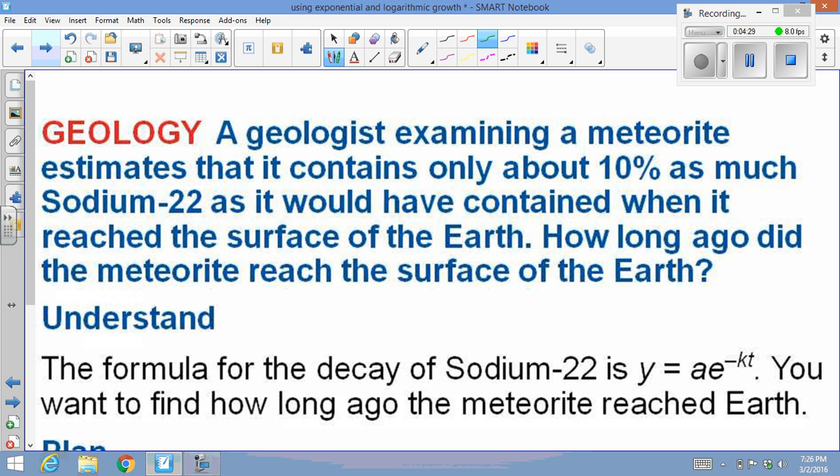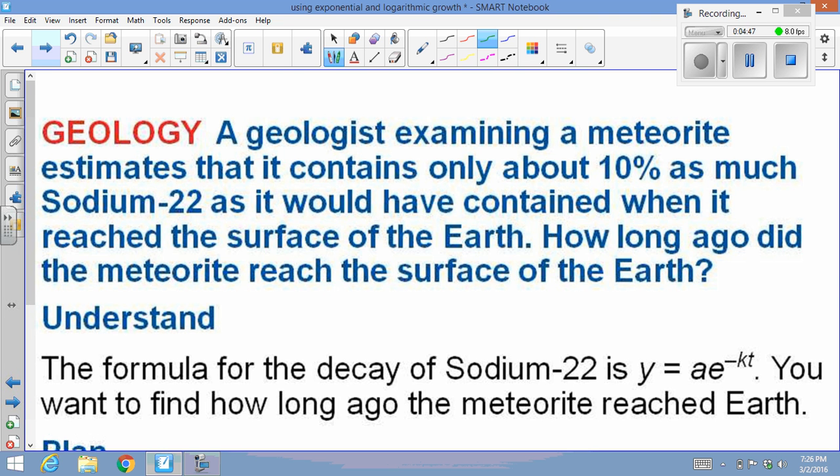Then the follow-up for that, in a new problem, I'm still talking about sodium 22, and it says that a geologist is examining a meteorite and it has 10% as much as it would have contained when it reached the Earth's surface. How long ago did the meteorite reach the surface?